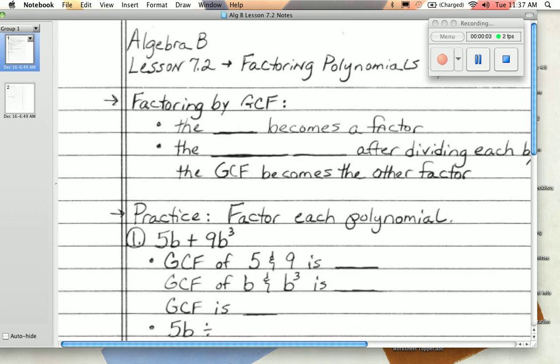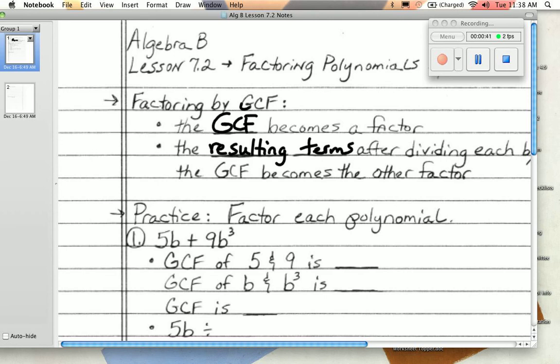Okay, so when we're factoring by the GCF itself, what we find to be the greatest common factor becomes one of our factors of that polynomial. And the resulting terms, after we've done the dividing, there will be some terms that are the results. The resulting terms after dividing each of them by the GCF become the other factor.